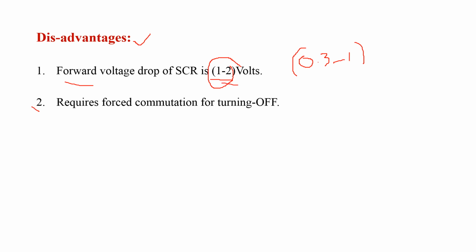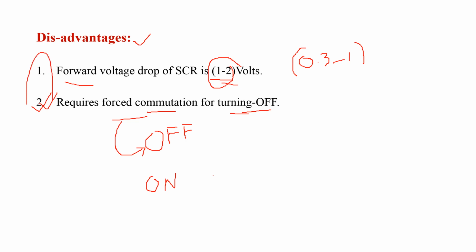Coming to the second one, it requires forced commutation for turning off the SCR. Commutation is nothing but the process of turning off the SCR. Forced commutation means it requires an external circuit for turning off the SCR. Why? Because SCR is an example of controlled on and uncontrolled off. For turning off the SCR, we require some external circuit. Using an external circuit means the cost of the turning off process is more. So these two are the major disadvantages of SCR.